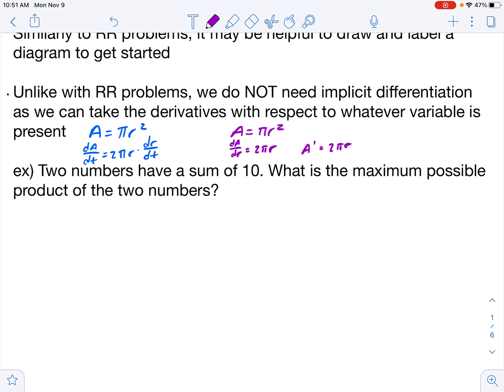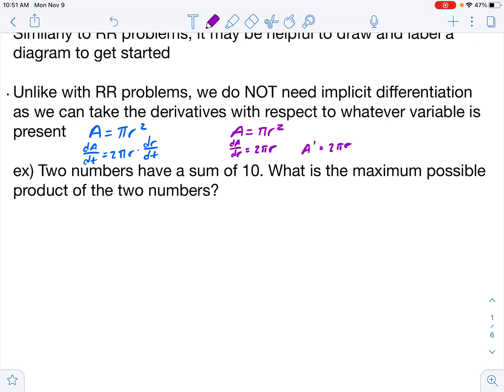But here we go. Two numbers have a sum of 10. What is the maximum possible product of the two numbers? Well, there's a lot of ways to add two numbers up to 10. 1 and 9, 2 and 8, 12 and negative 2, 20 and negative 10. There's an infinite number of ways to add any two numbers to the number 10, but there's only one largest possible product. Let's figure out what that is.